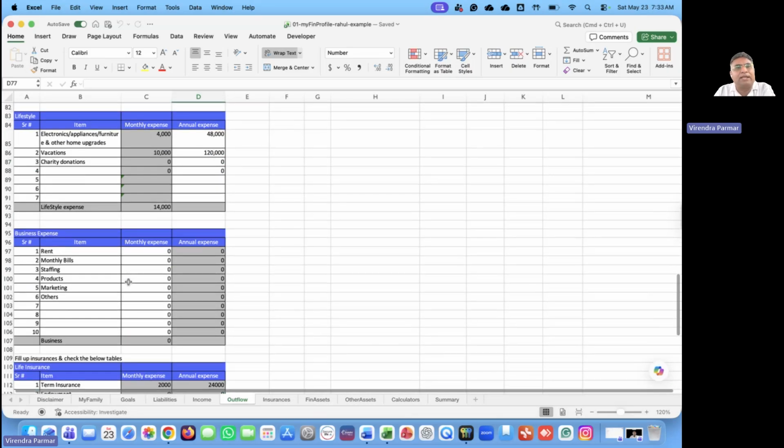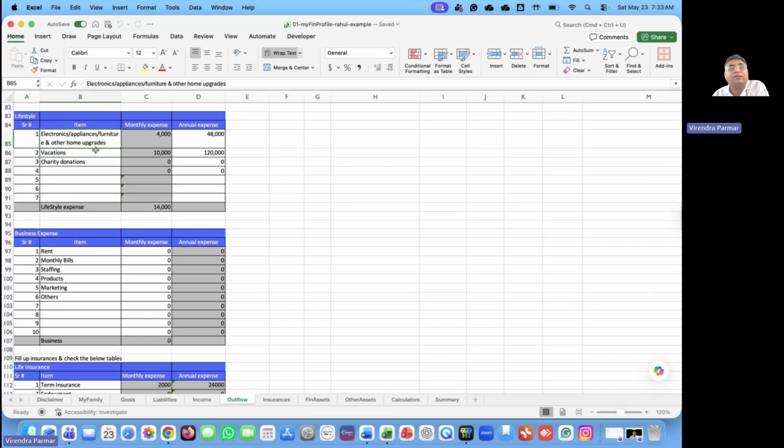After that, there are lifestyle expenses. Now, this expense is kind of discretionary. In case you want, you can avoid it and leave it out. So that's why I call it lifestyle expenses. Over here, the major items are electronics like mobile, furniture, fridge, and all, which you have to upgrade once in a year, maybe. So that's an average one, which you put over here.